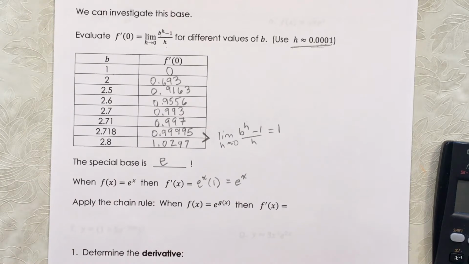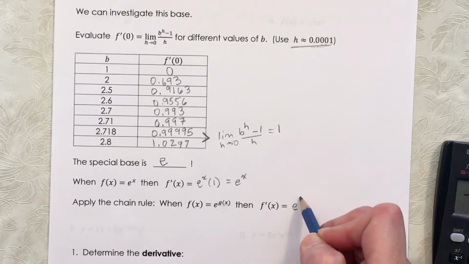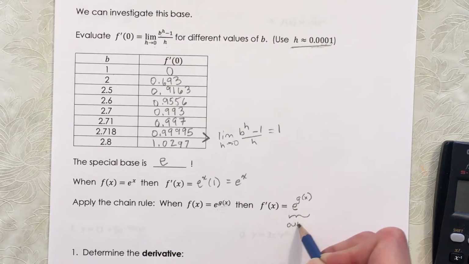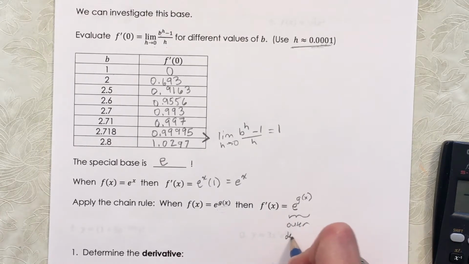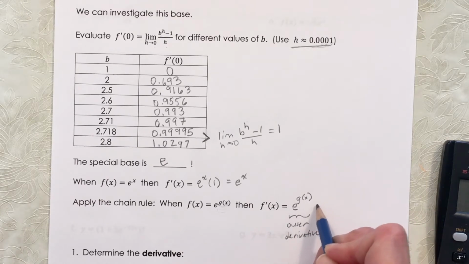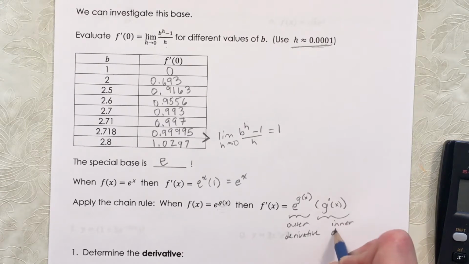Okay? If we apply the chain rule, so we have f at x equals e to some function of x, not just e to the x, but e to some function of x, then f prime at x is going to be, so we use the chain rule, the outer derivative is e to the g at x. And then the inner derivative, so we're going to multiply that by g prime at x, which is the derivative of the exponent.